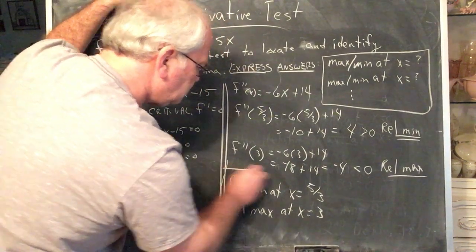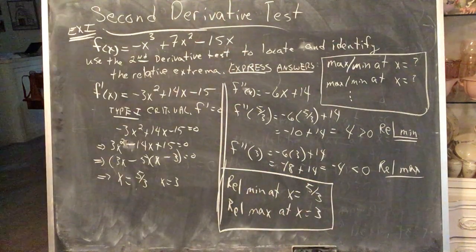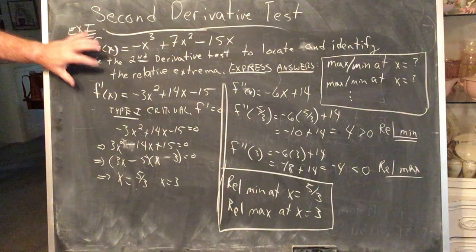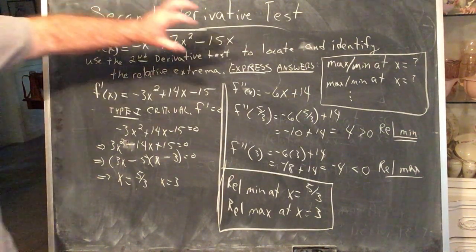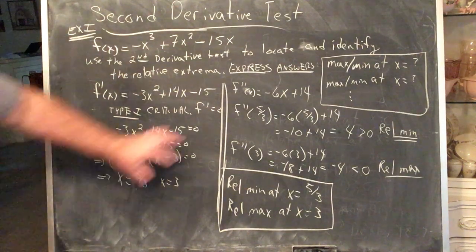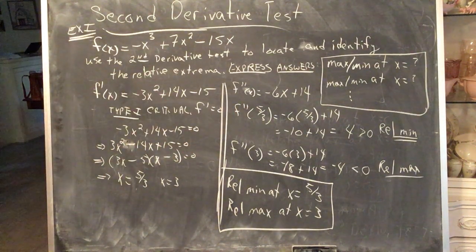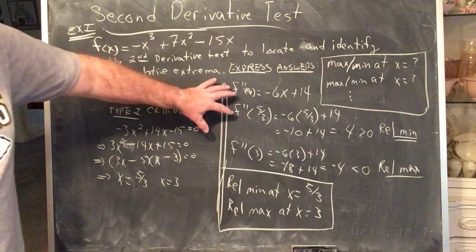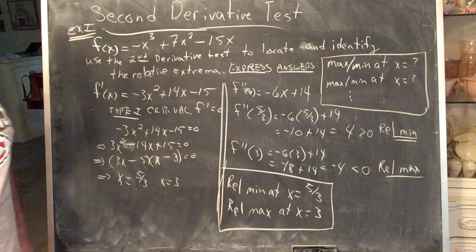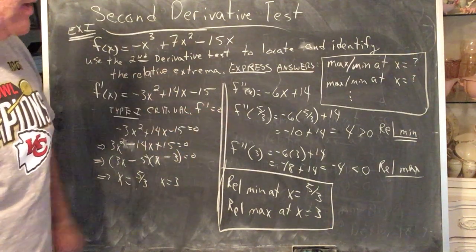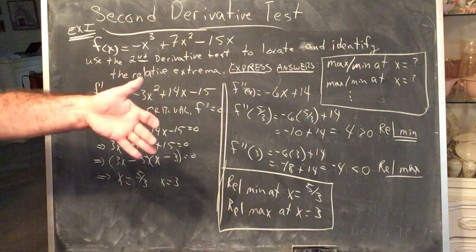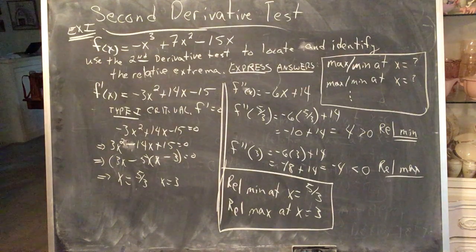So use the first derivative to find the critical values, use the second derivative to analyze those critical values. If the second derivative evaluated is greater than 0, it's opposite, it's a relative minimum. If the second derivative evaluated is less than 0, it's opposite, it's a relative maximum. So we have relative minimum, x equals 5/3, relative maximum, x equals 3.